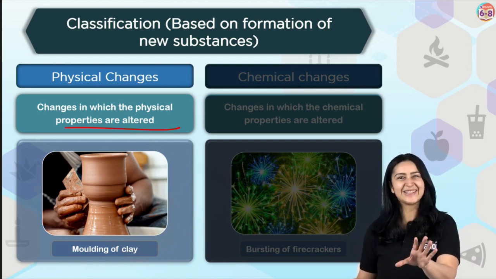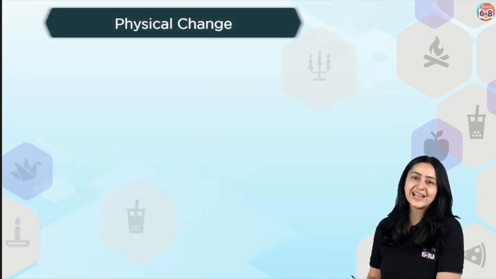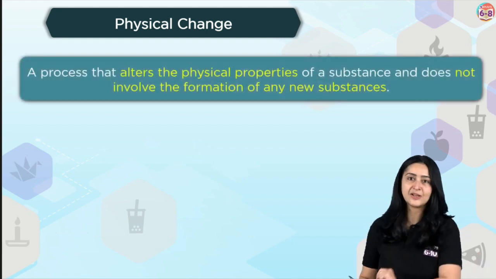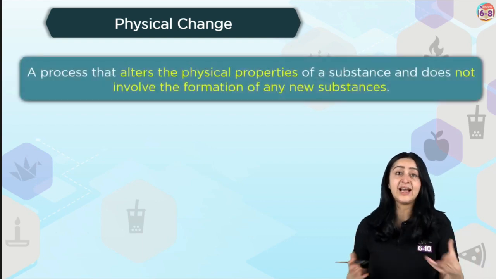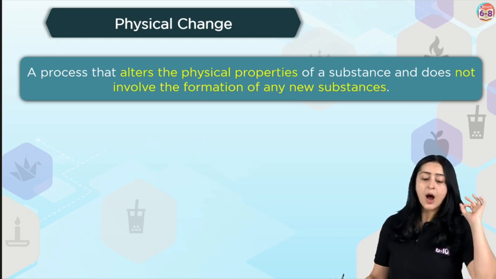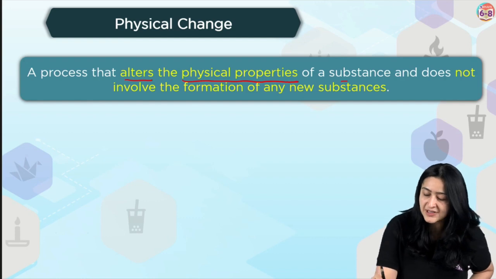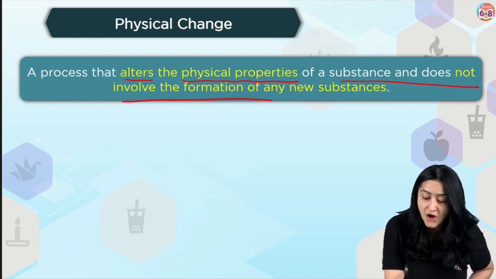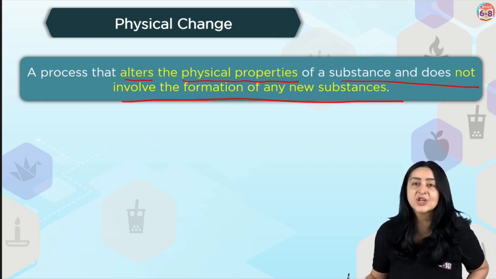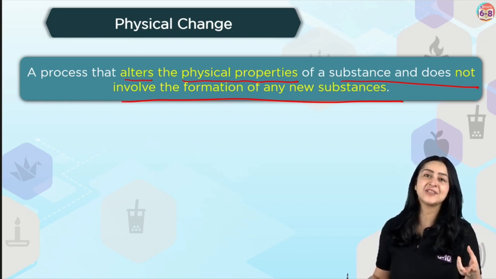So now in detail, let's understand physical changes. What exactly is a physical change? Well, let's define it, because this is something that you could get as a question. Define a physical change, right? A process that alters the physical properties of a substance and does not involve the formation of any new substances is called a physical change.